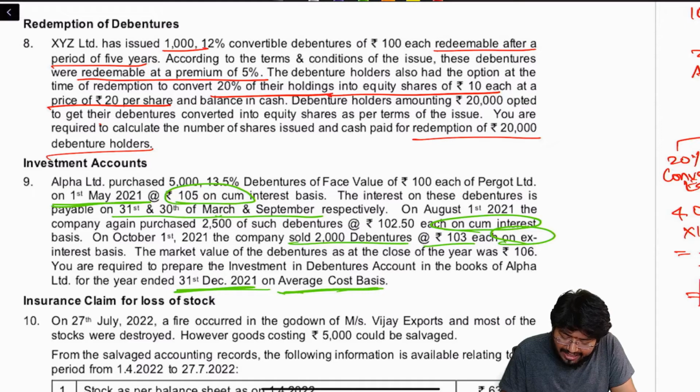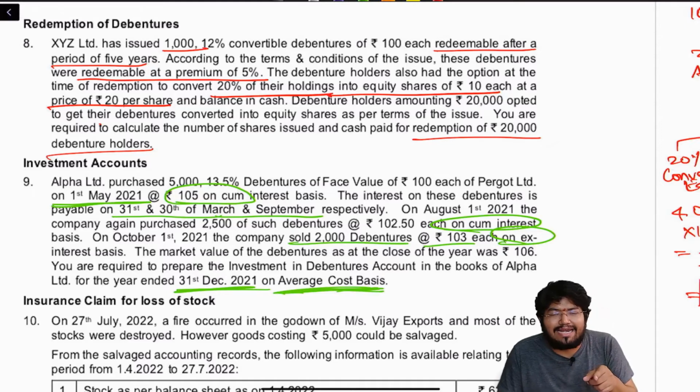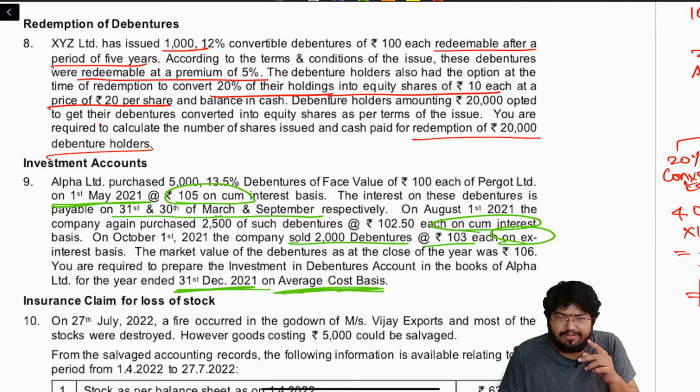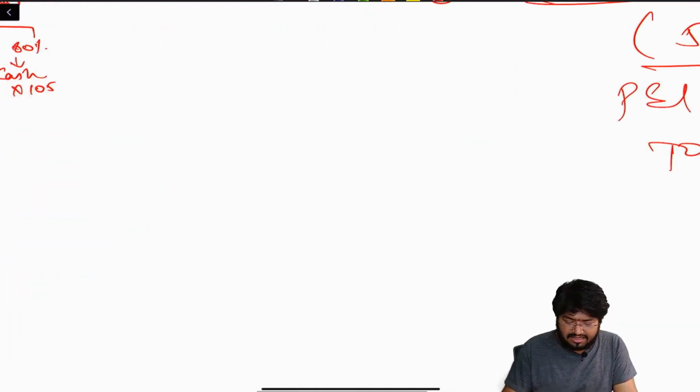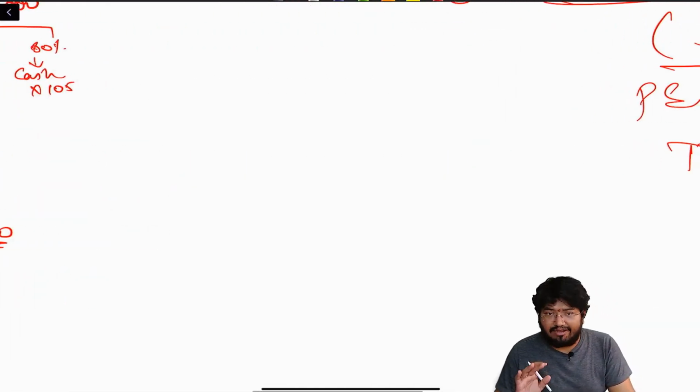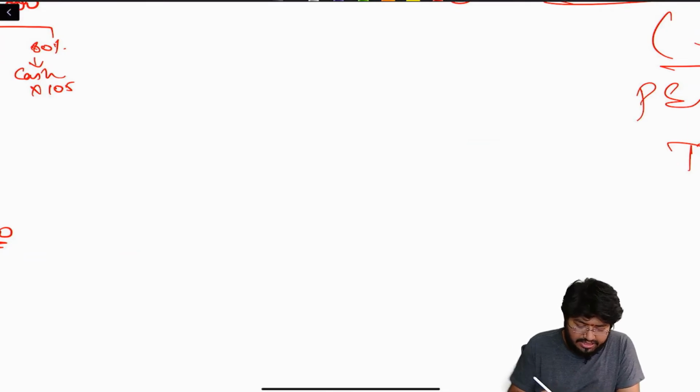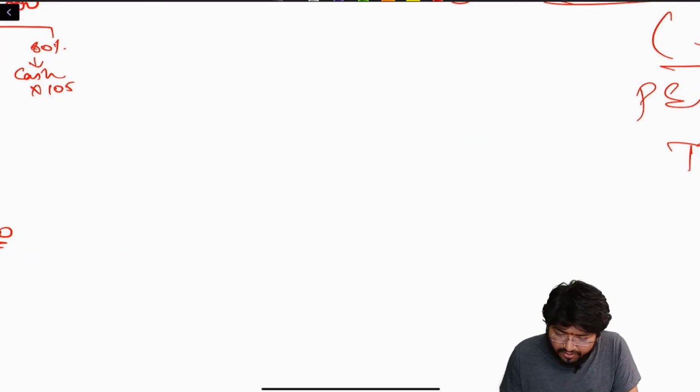Now, why did he tell you this average cost basis? Because you have a sale, you need to calculate the cost of debentures being sold. There you should apply the average method. Am I making sense, people? Yes, sir. Now, having said this, let's prepare the investment account. I will do it as you would generally do in your examinations.